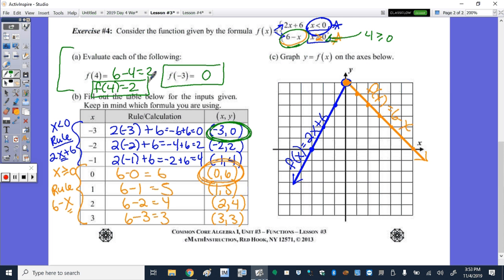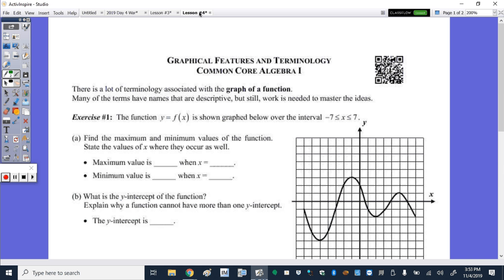All right, one last page. Okay, lesson 4. Okay, in this lesson, we're going to take a look at graphical features. So the graphs are going to be provided. Okay, so have your colored pencils or highlighters handy. In reading at the top, it says there is a lot of terminology or vocab associated with the graph of a function. Many of the terms have names that are descriptive, but still work is needed to master the ideas.